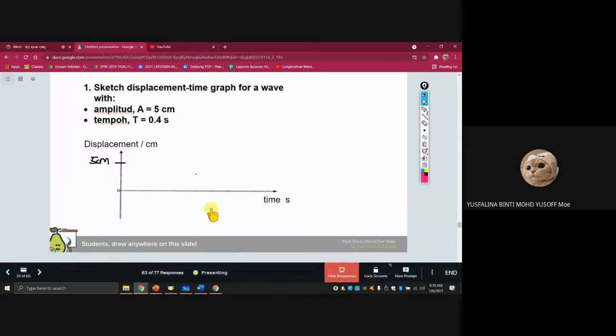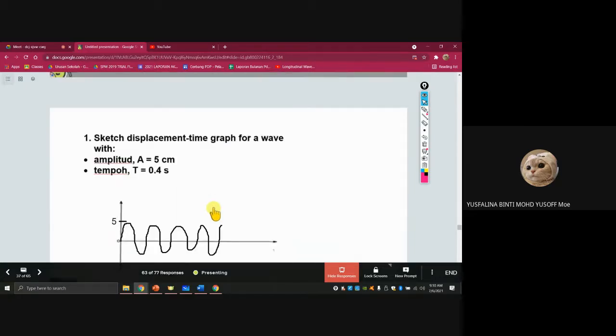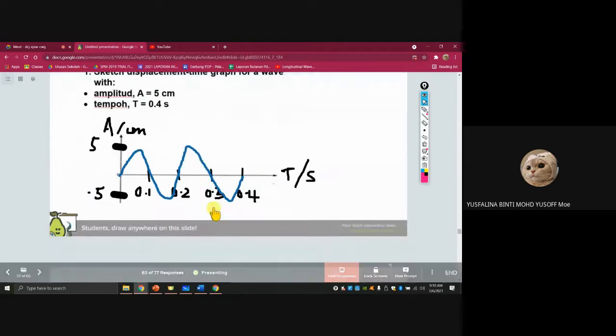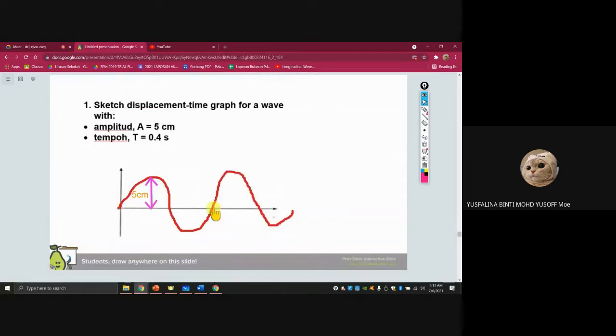Is it hard to draw the graph? Yeah, if you use your mouse, it's hard to draw. Let's see if we use a tab.